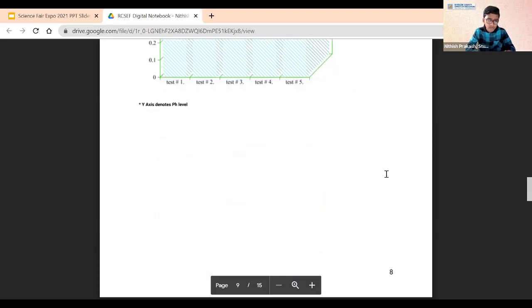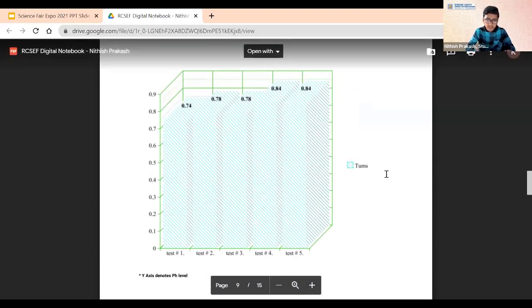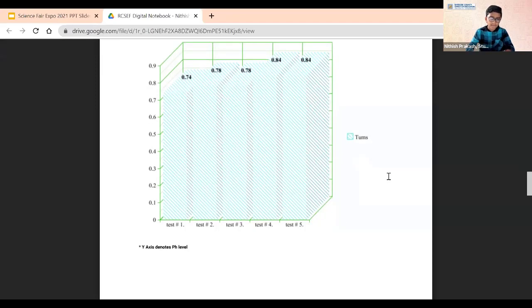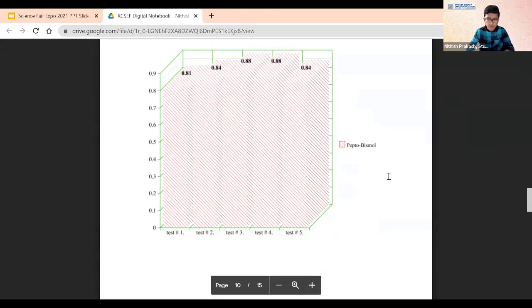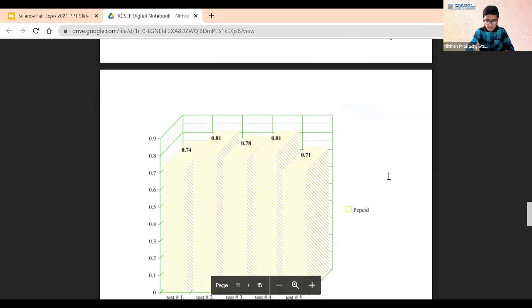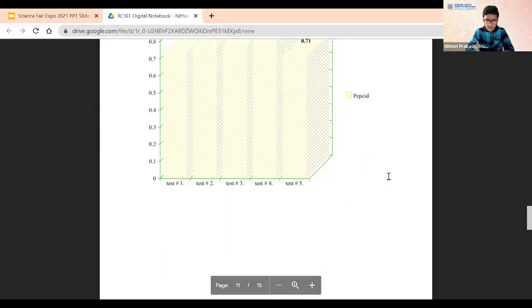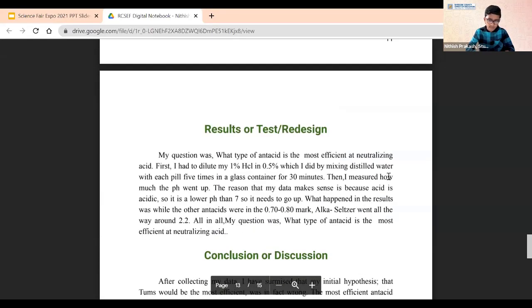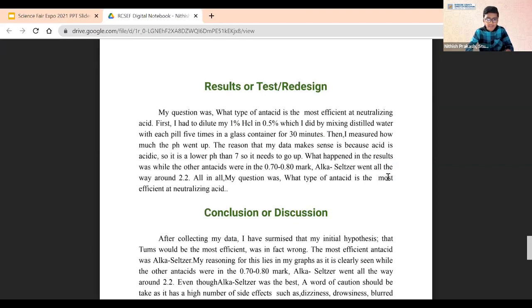And then I also did 5 tests per pill, so I also put the different tests and the different pH levels we got from each test. So there was Tums, and then there was Pepto-Bismol, Pepcid, and then Alka-Seltzer. You also need to put what your x-axis and y-axis were. What happened after your test? So I put what my question was, and then I also told what happened.